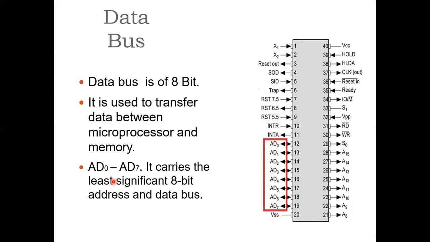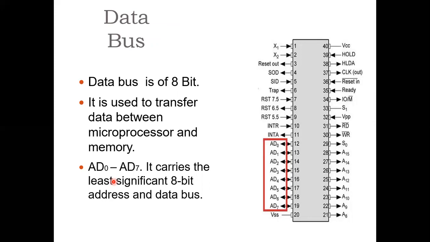Okay, for reducing the number of buses, here we are using a multiplexed address data bus, where the lower order address bus is multiplexed. It carries the least significant 8-bit address and data bus, that is AD0 to AD7. Using ALE, address latch enable, we can demultiplex the address and data bus for the required functional units.